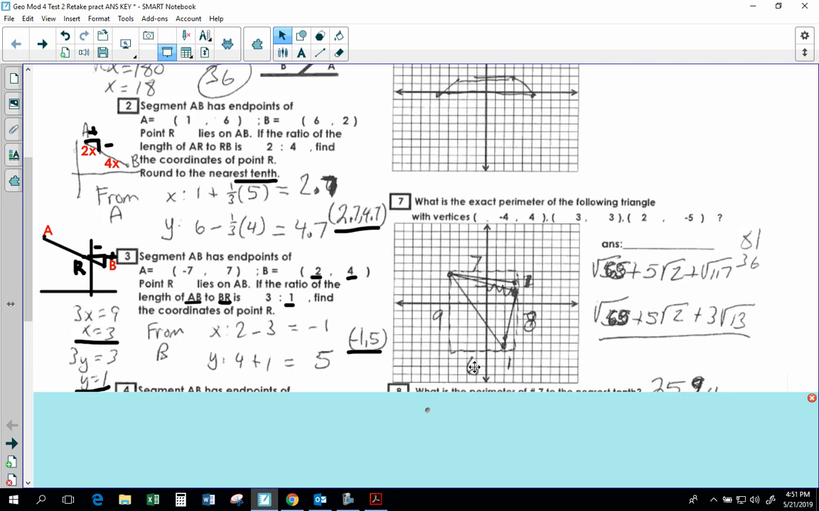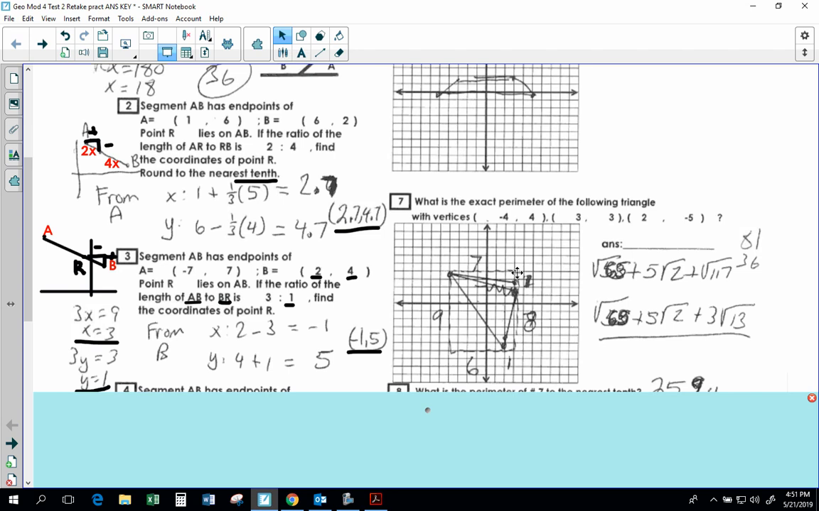So 81 plus 36 is 117. Square root of 117 breaks down to 9 times 13. So square root of 9 is 3 times square root of 13, which doesn't break down. So 3 root 13 right there. Over here, we have 8 here and 1 here. So 8 squared plus 1 squared, 64 plus 1 is 65.